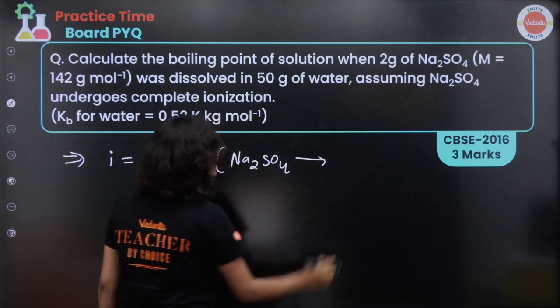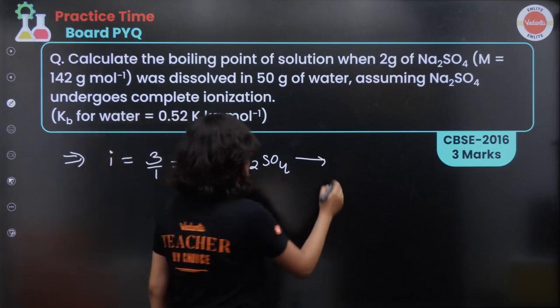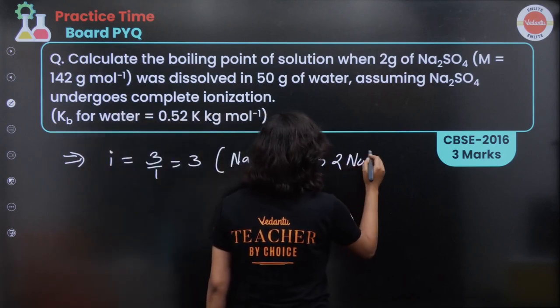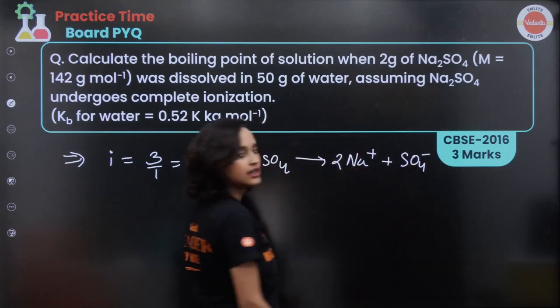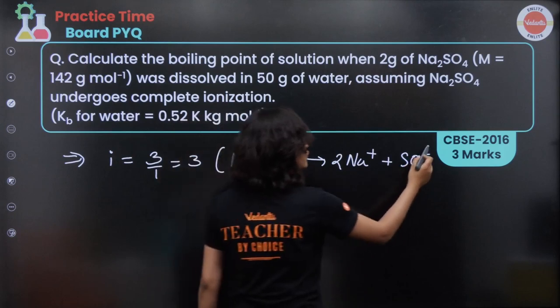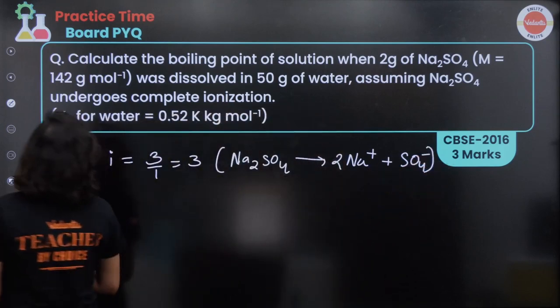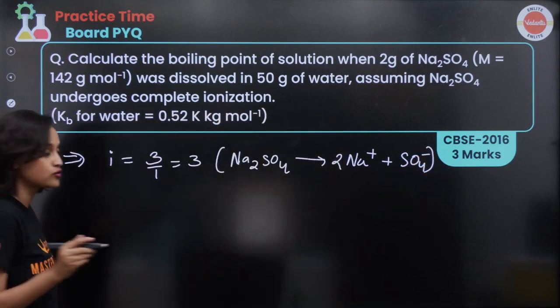Na2SO4 goes complete dissociation, which means that you will get 2Na+ and SO4 2-, right? This is what you're going to get, isn't it? This is for 3 marks. Check it out, guys. We can't lose it. Okay, we know how to solve it.